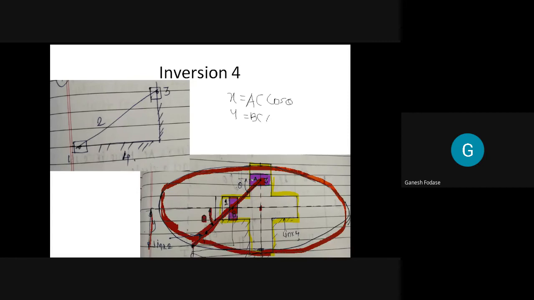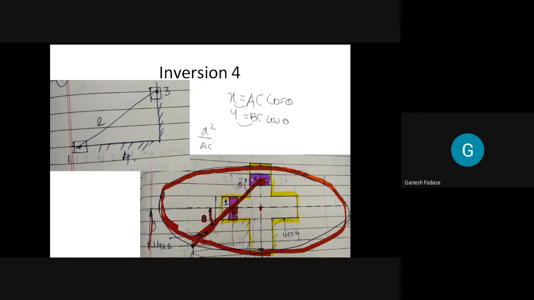Now what do these equations represent? X is AC cos theta, y is BC sin theta. What can I write? Is it the equation of an ellipse or not? Equation of an ellipse. Yes. Simply, if you take the square and add, squaring and adding these and taking one term to the other side, let's say x upon AC I am taking, y upon BC I am taking.